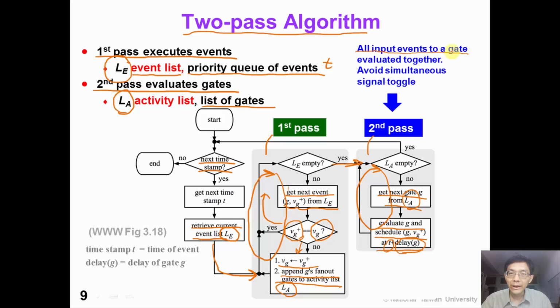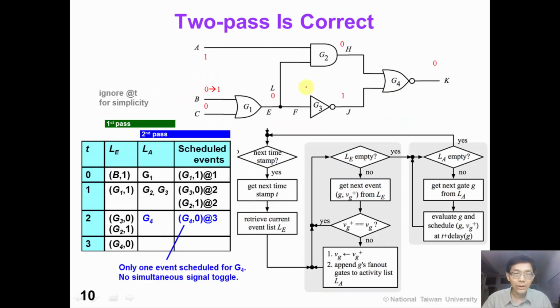Because all the input events to a gate are evaluated together, we can avoid the simultaneous signal toggle problem of a one-pass algorithm. Now let's try this new two-pass algorithm on the same example where B has a rising transition. At time 0, we execute this event. The fanout gate G1 is put in the activity list. In the second pass, we schedule the event G1 output rising to 1 at time 1.